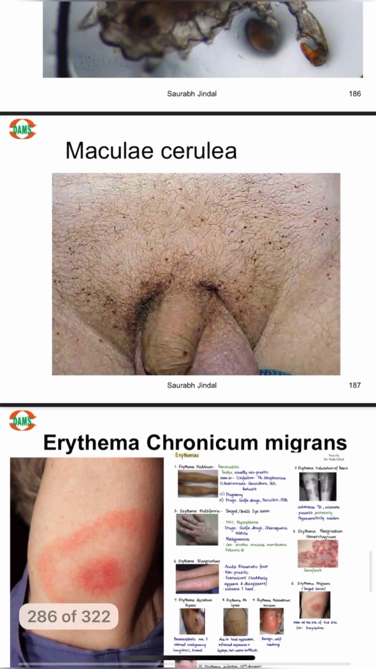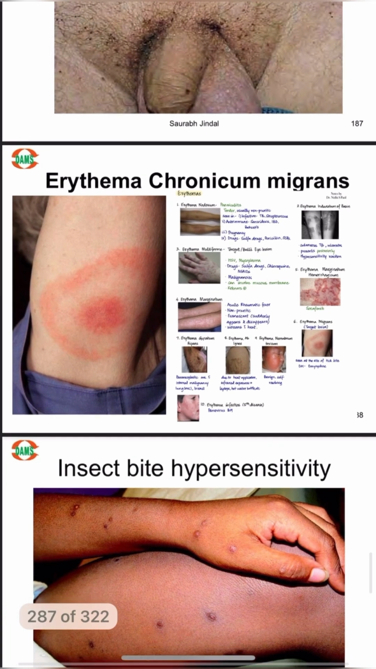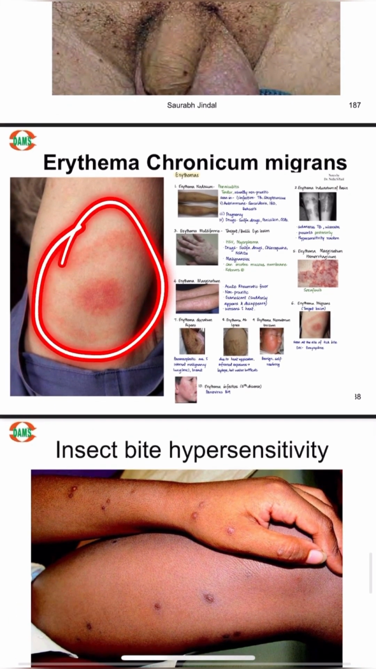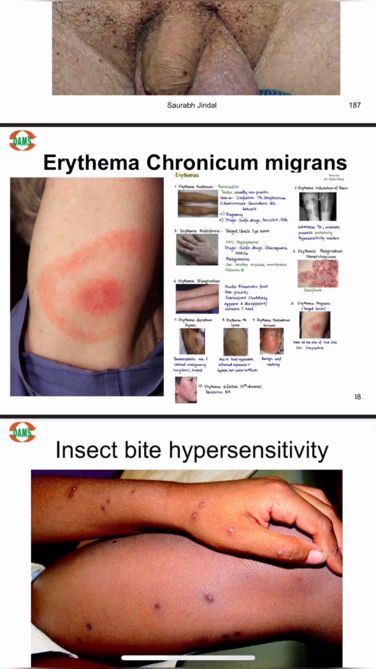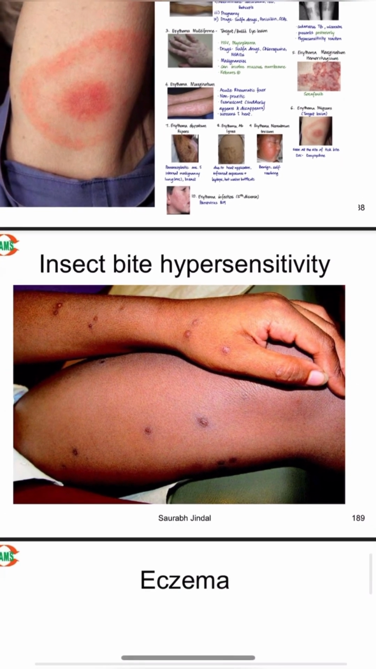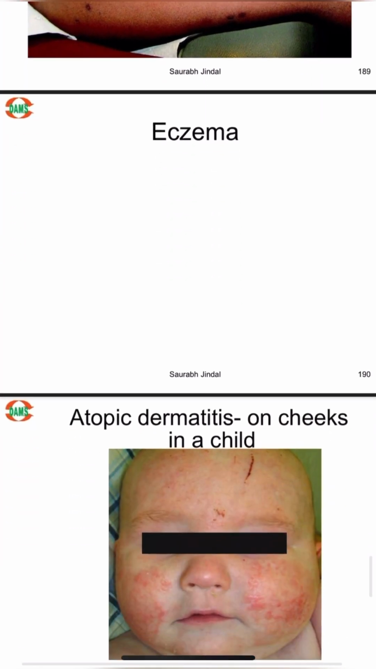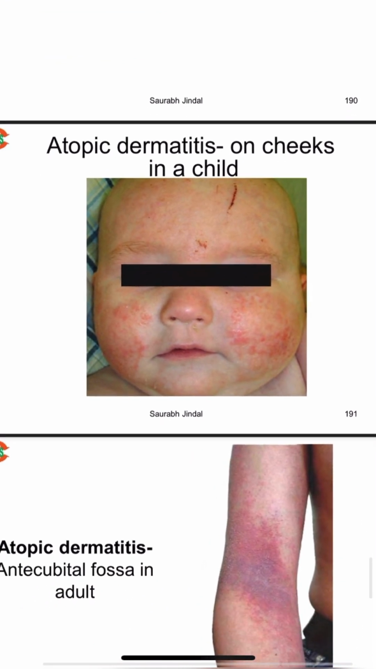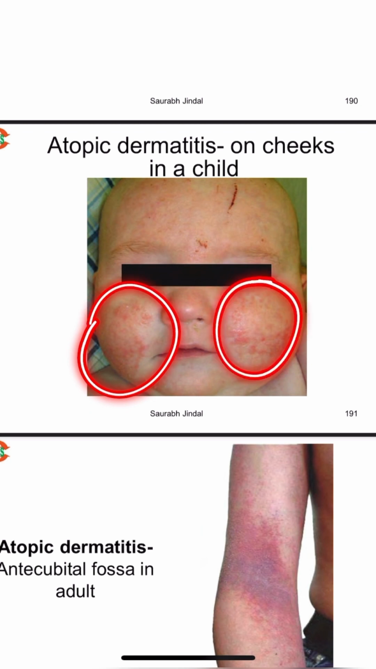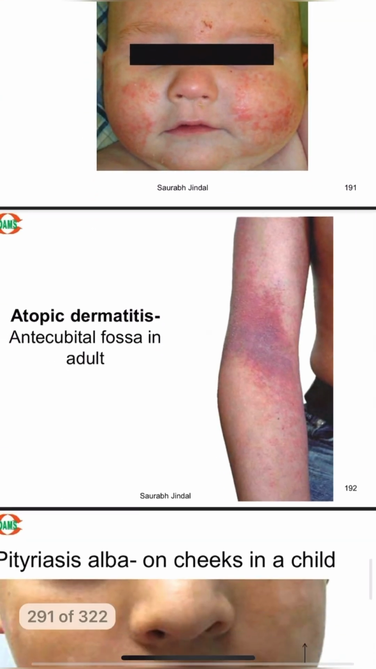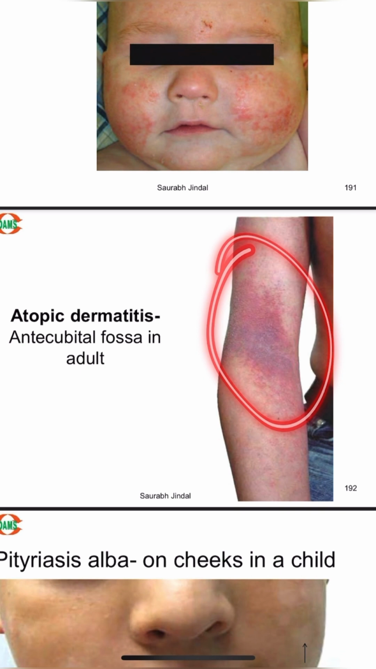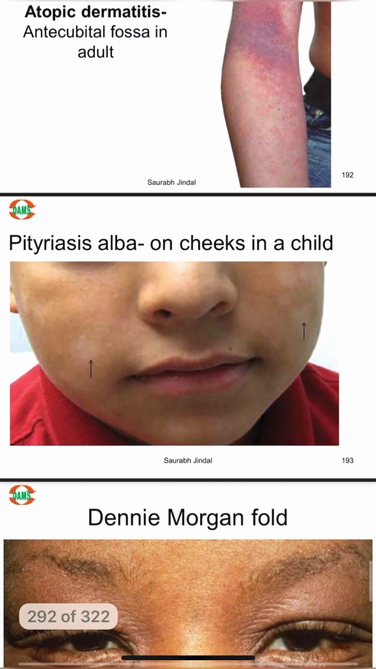Macula caerulea. This is erythema chronicum migrans. Insect bite hypersensitivity. Now let us see some images of eczema. Atopic dermatitis on cheeks in a child. On the most common site, which is cubital fossa in adults.